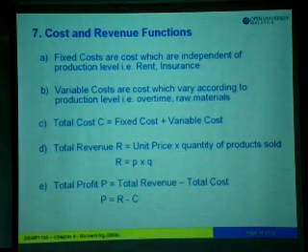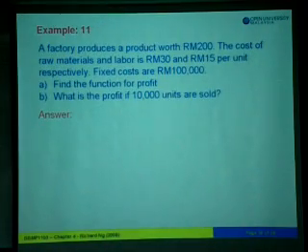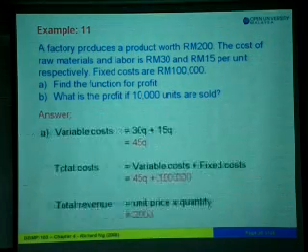Let's look at an example here. Example 11. A factory produces a product worth 200 ringgit. The cost of raw materials and labor is 30 and 50 ringgit per unit respectively. Fixed costs are 100,000. Find the function for profit. The word function means find an equation for profit. And then next, what is the profit if 10,000 units are sold? So let's start off with question A.